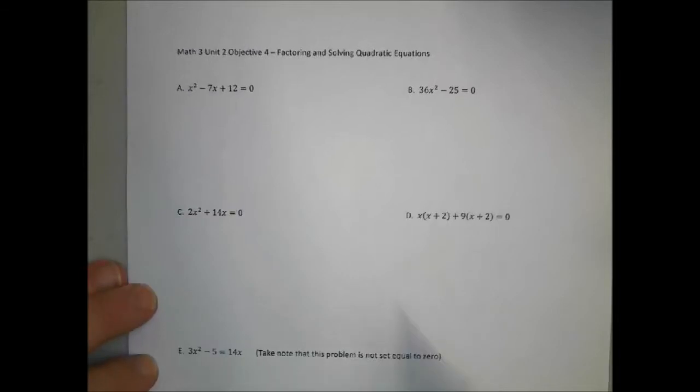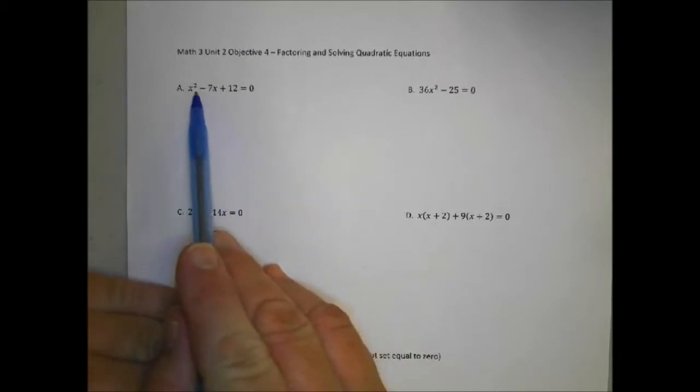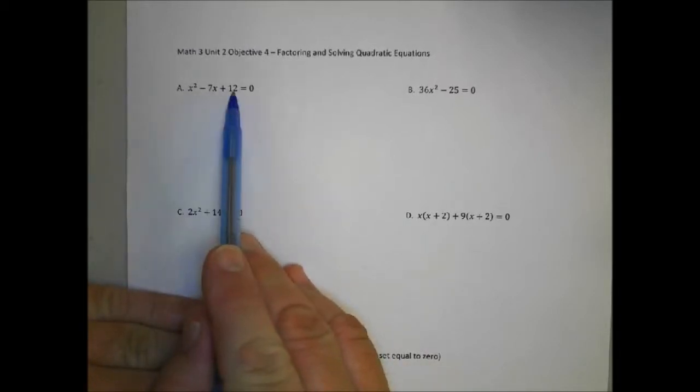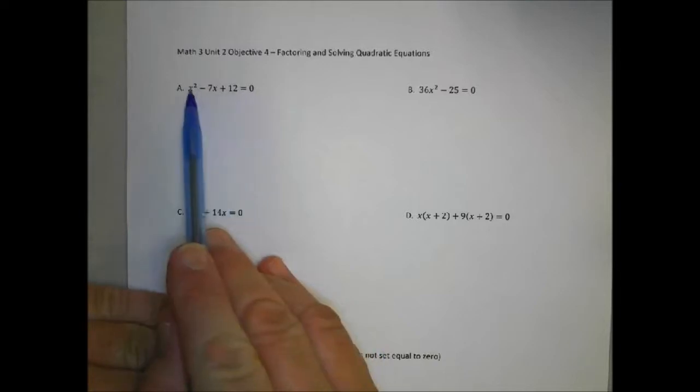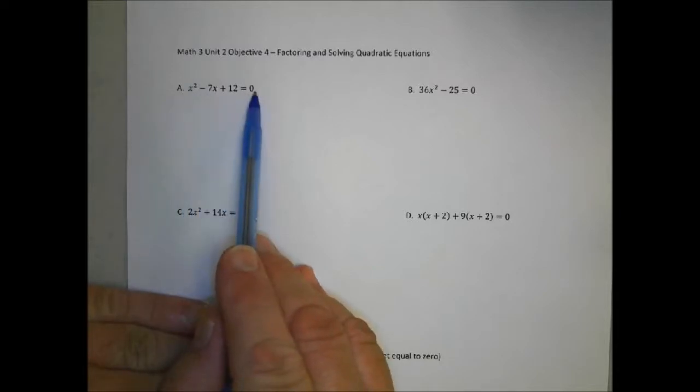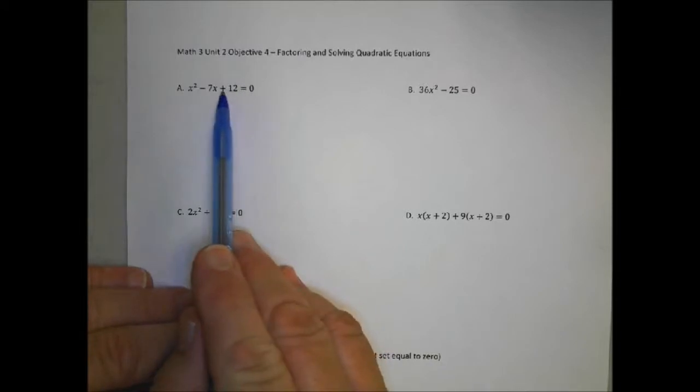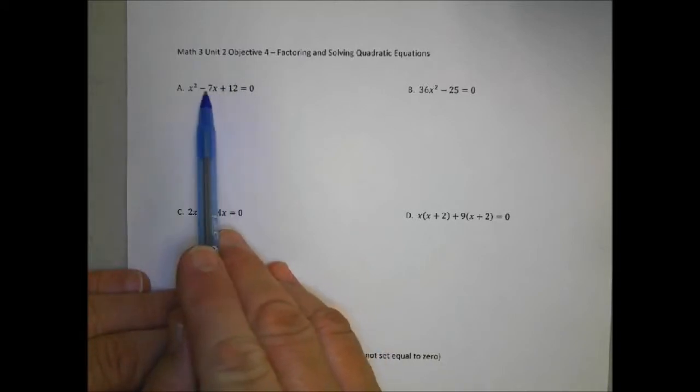The first one is what I just call a regular old trinomial factor. It's 3 terms. The x squared term has a leading coefficient of 1. The problem is already set equal to 0, so it's time to start factoring. We're looking for factors of positive 12 that add up to negative 7.